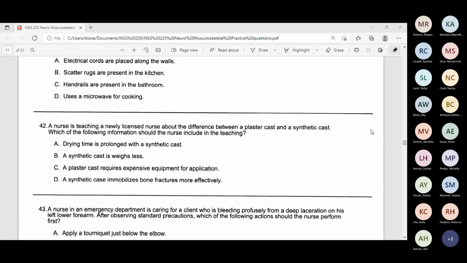A nurse is teaching a newly licensed nurse about the difference between a plaster cast and a synthetic cast. Which of the following information should the nurse include in the teaching? So which one's correct? B, the synthetic weighs less. Yes, a synthetic cast weighs less.